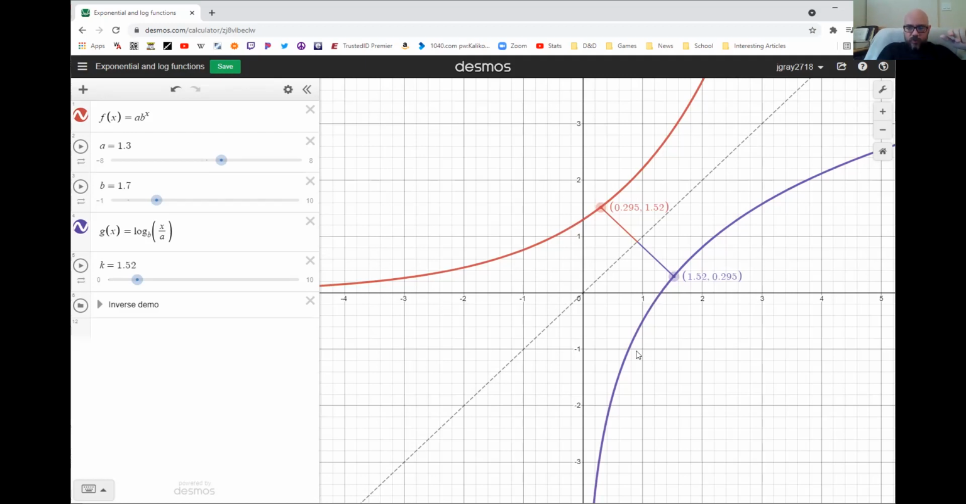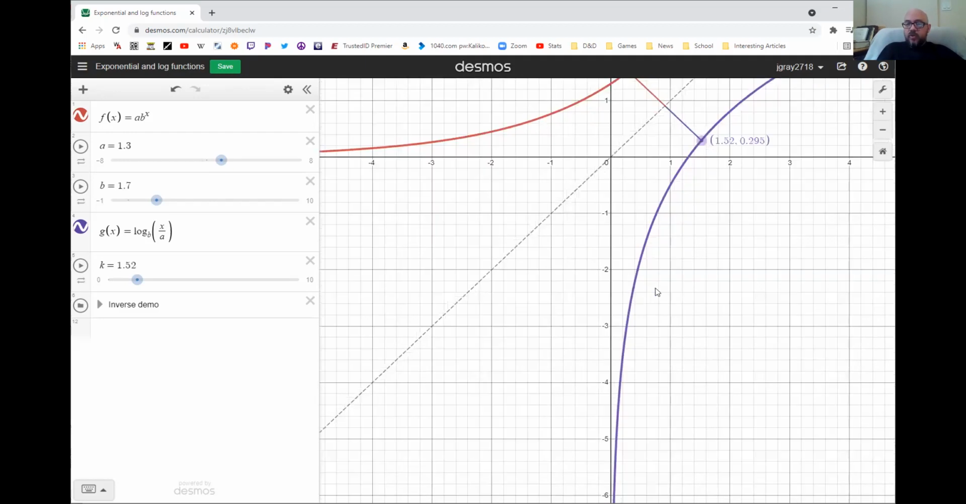Because the logarithm here is the inverse of the exponential, and the exponential never has any y values that go below 0, that means that when you switch the x and y like you do when you're inverting a function, the logarithm never has any x values that go below 0. And you can see that on the graph, right? This never goes to the left of the y-axis.